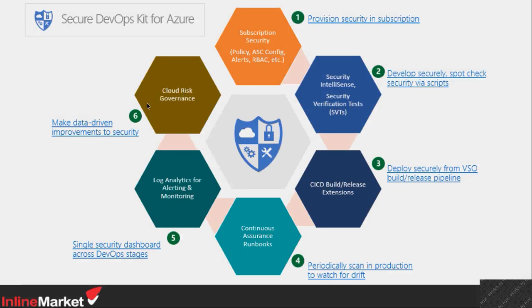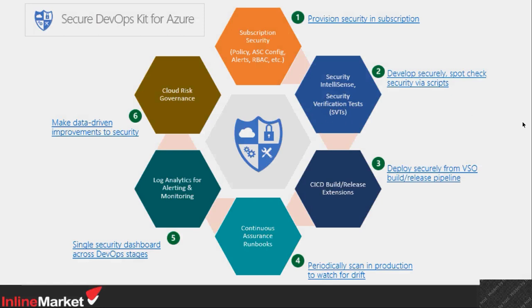And the last, sixth focus area is cloud risk governance, which in a very basic and short sentence is basically all the telemetry of Secure DevOps Kit usage rolled up, so you can identify trends in your security drifts and make decisions to help with improvements.